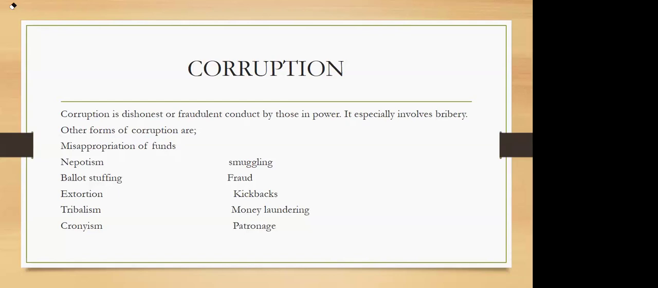Corruption is dishonest or fraudulent conduct by those in power. It especially involves bribery. Other forms of corruption are misappropriation of funds, nepotism, ballot stuffing, extortion, tribalism, cronyism, smuggling, fraud, kickbacks, money laundering, and patronage. Thank you so much, Mel, you're such a good reader.